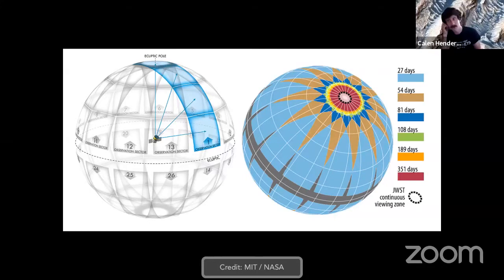The diagram on the right is showing, for the entire sky, because this is observing nearly the entire sky, 4 pi steradians of solid angle, which areas of the sky are being observed for how long. Even though one sector is only observed for 27 days, you can see that there's overlap between a lot of the sectors, to the point that during a 1-year observing campaign, near each ecliptic pole, there are regions that are being observed nearly continuously. And this overlaps with the region that JWST would be able to view continuously, no accident.